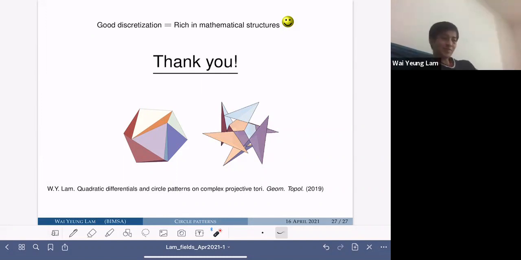If you have some closed Riemann surface and you remove some points, and then you look at the CP1 structure, that space is huge. The dimension is infinite.